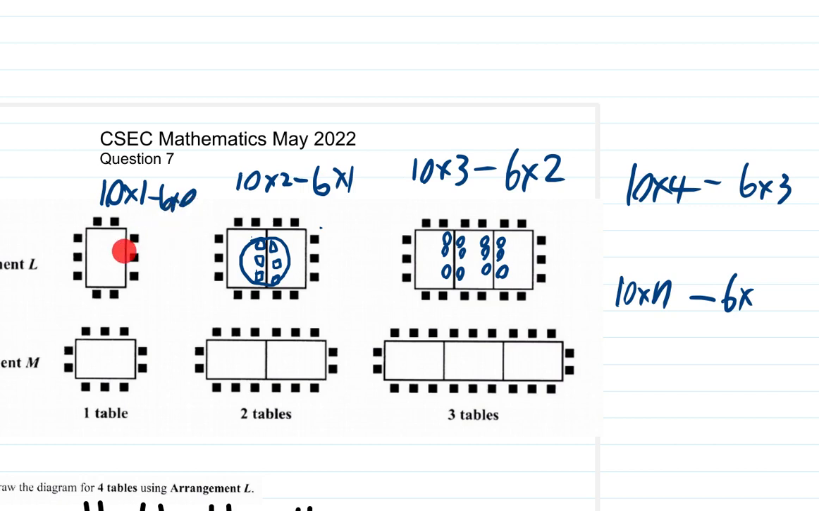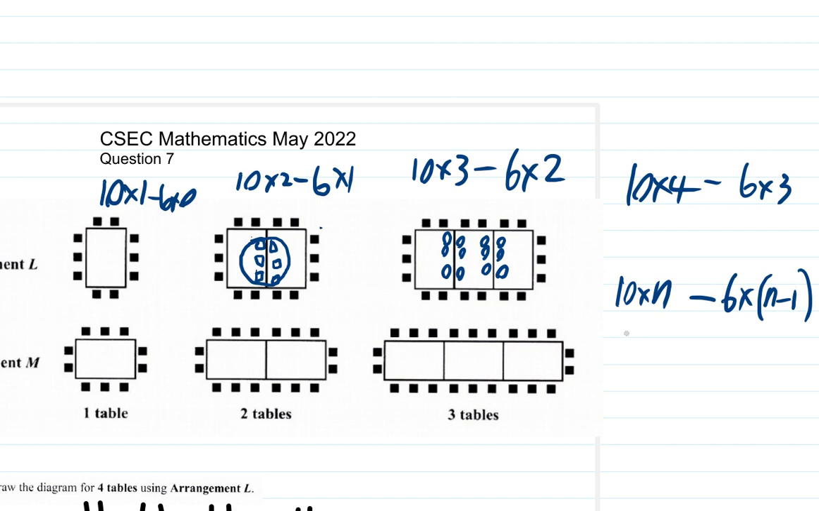6 times 0 for 1. With 1 table is 6 times 0. With 2 tables is 6 times 1. With 3 tables is 6 times 2. With 4 tables is 6 times 3. So it's 6 times 1 less than the number of tables. If the number of tables is n, 1 less than the number of tables would be n minus 1. So it's 6 times n minus 1.